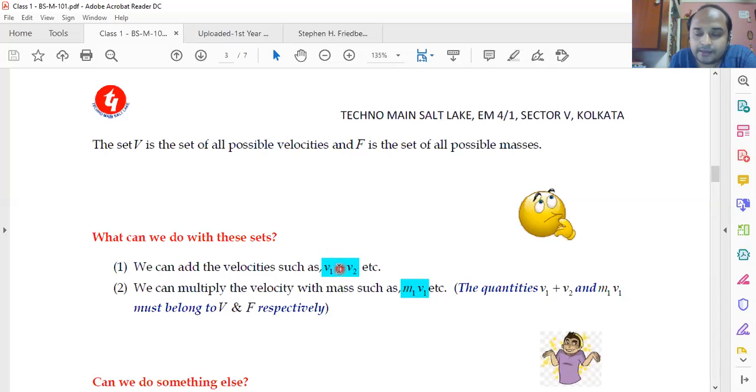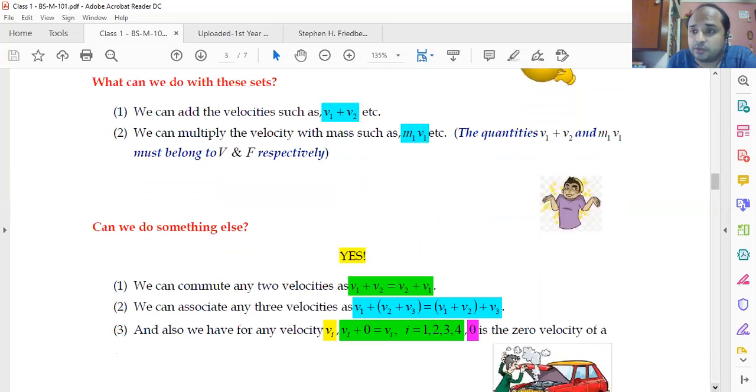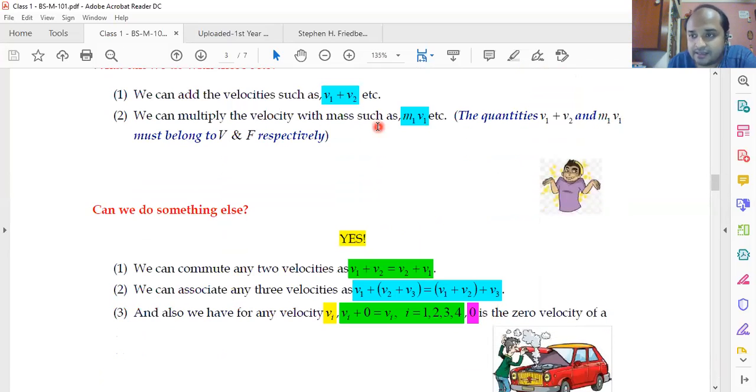And therefore I can call this addition vector addition, and that multiplication scalar multiplication. Although I'm multiplying a vector quantity by a scalar quantity, this multiplication is known as scalar multiplication, and this addition is called vector addition. After defining these two operations, I'm going to see, with respect to these operations, what other properties these sets capital V and capital F satisfy.